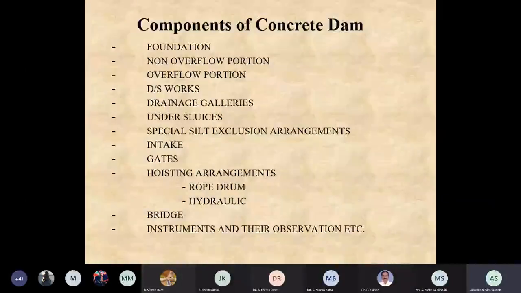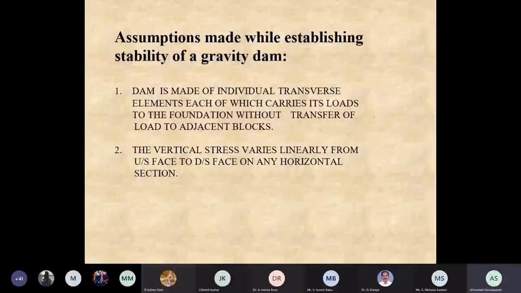The assumption made while establishing the stability of a gravity dam is that the dam is made of individual transverse elements, each of which carries its load to the foundation without transfer of load to the adjacent block. Each gravity dam block will be only 20 or 25 meters long. After that, we will have a joint. So one dam block takes its own load and transfers it to the bottom of the foundation. It is designed so that this block should not transfer load to the adjacent block. And the vertical stress varies linearly from the upstream face to the downstream face on any horizontal section. So this is the basic principle.